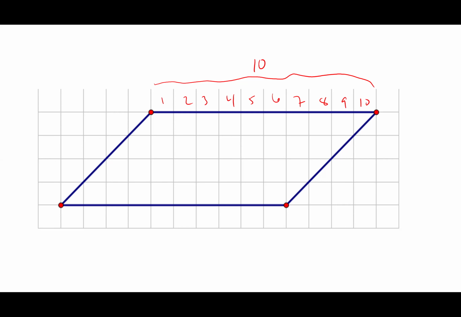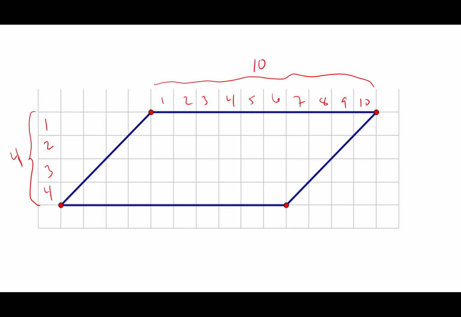Now, the slanted measurement, I cannot count it. However, I can count the height. I can count the height of my parallelogram. It is 1, 2, 3, 4. I'm gonna say the height of it is 4. Now, I know how to get the areas of a rectangle.